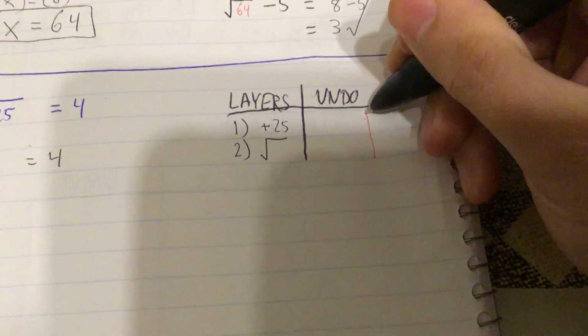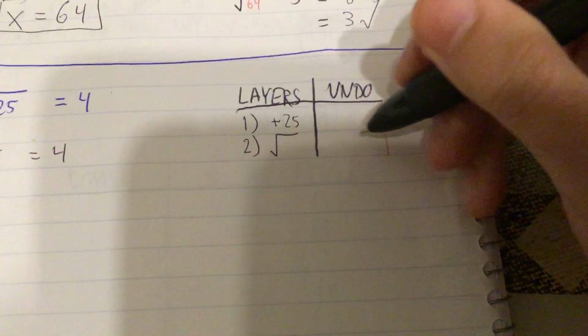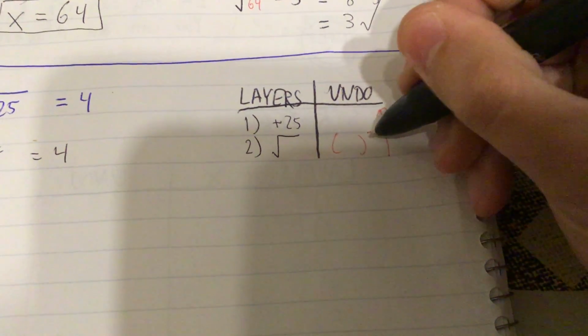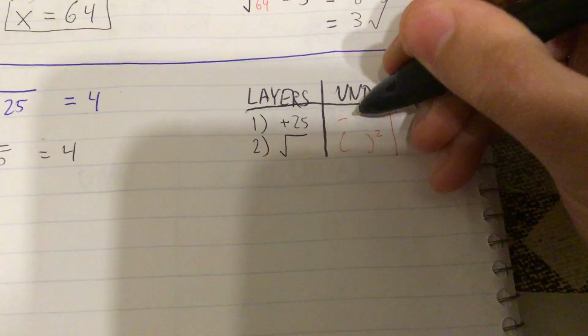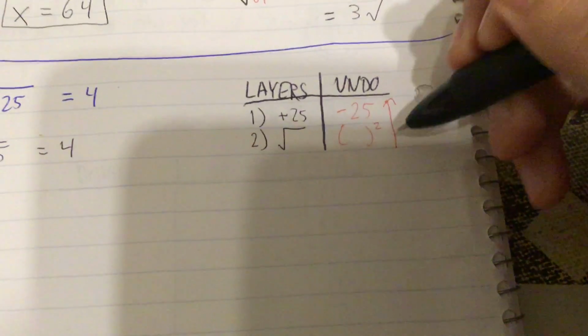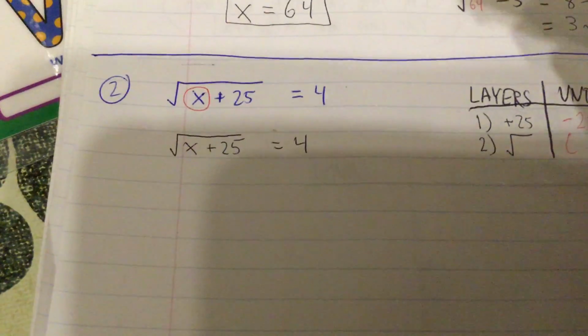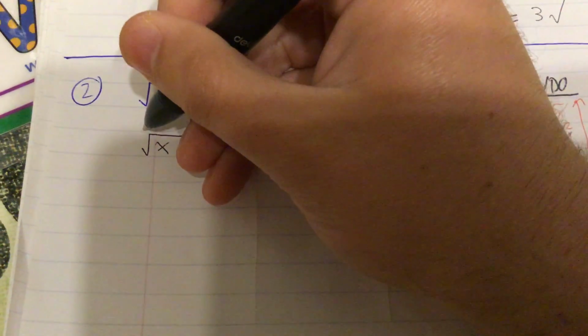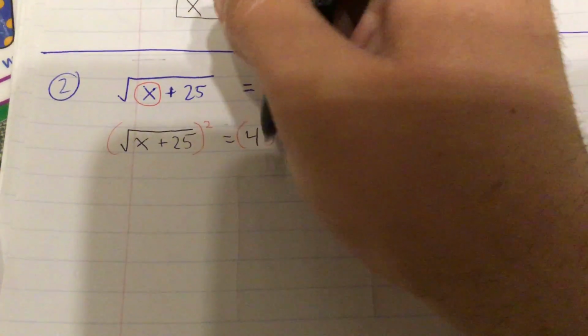Start from the bottom, sing that song. So the square root gets to be undone by squaring both sides. Plus 25 gets to be undone by minus 25 on both sides. We have a plan. Boom, boom. Let's stick to the plan. So the first thing I need to do is square both sides.